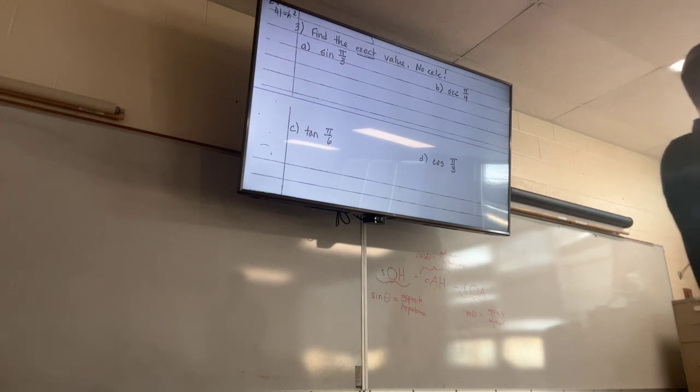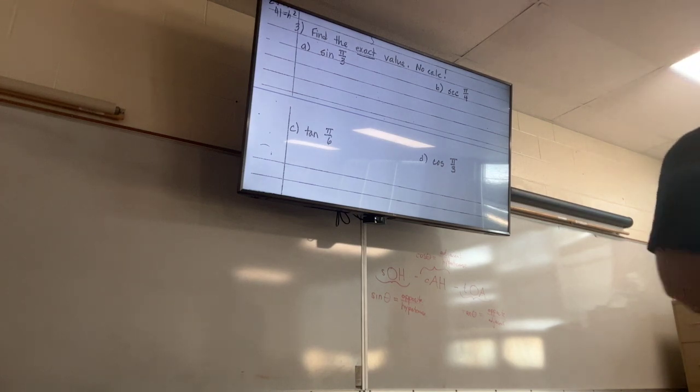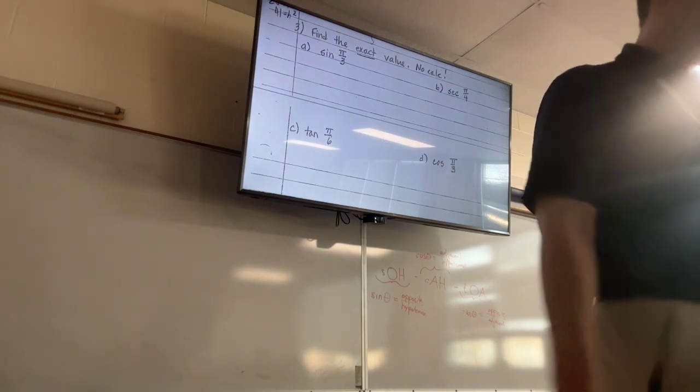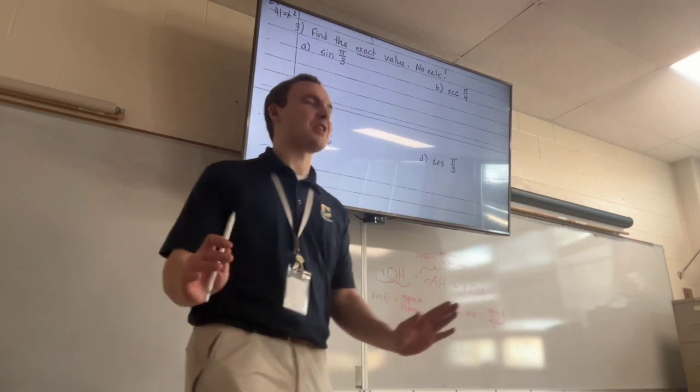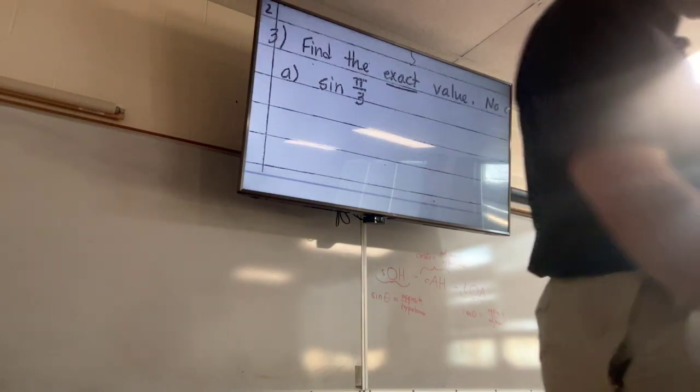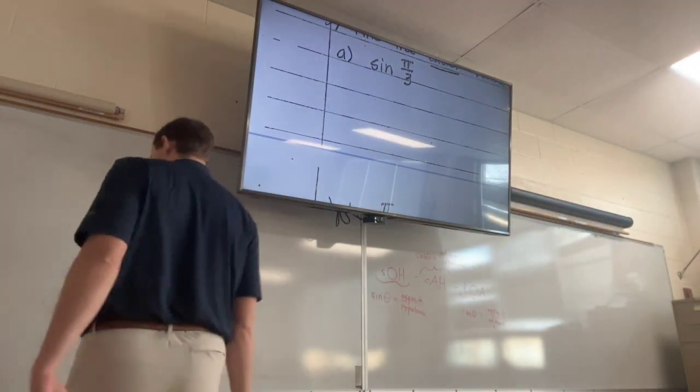So, we're not supposed to use our calculator for this, though. The notes say no calc. That means no calculator. It does not refer to calculus. Okay? All right. Sine pi over 3. How do you think we find that?